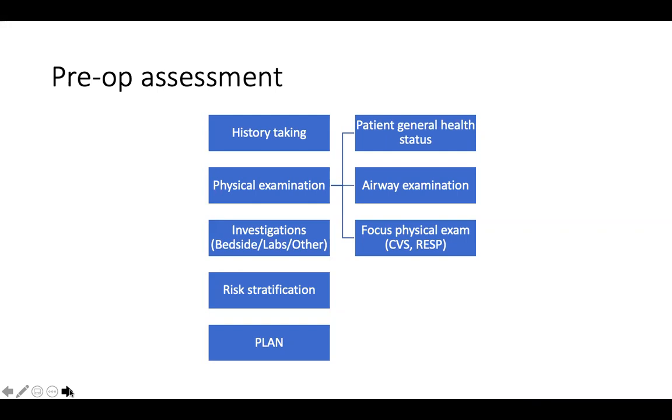So all of those things are part of your plan, including your analgesic plan and where you're going to send the patient post-op. Is it safe to send this patient to the ward, or should I be booking an ICU bed or a high care bed for post-op monitoring? So all of those things should come out in your plan.